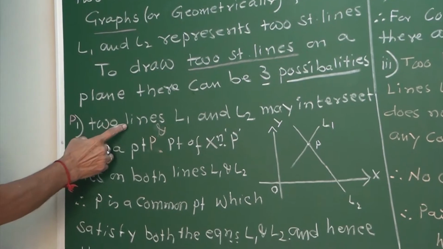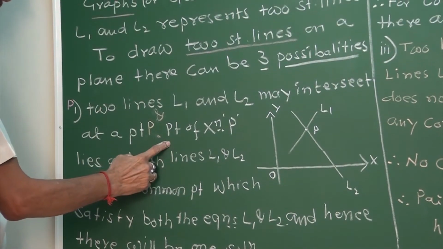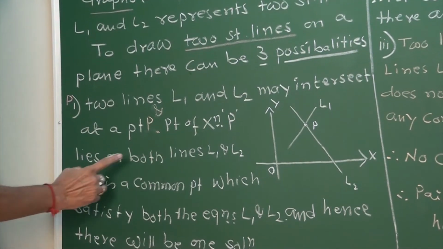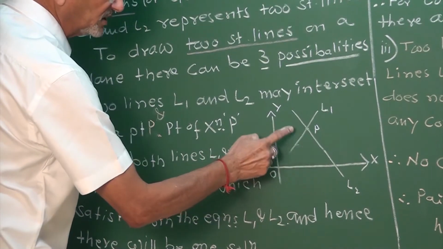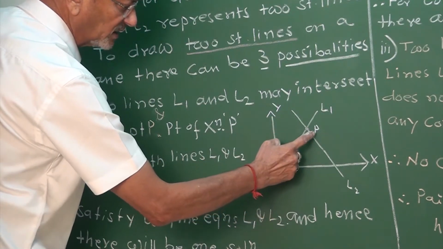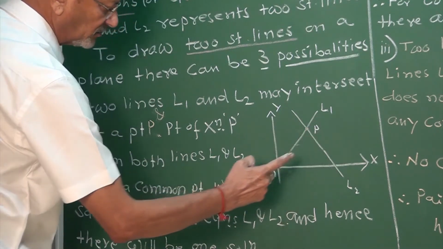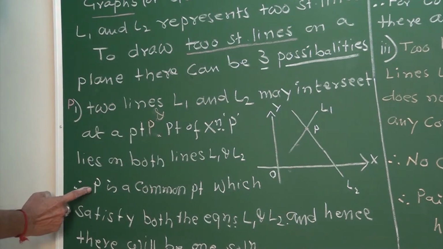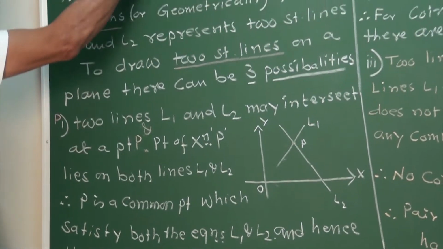Possibility 1. Two lines L1 and L2 may intersect at a point P, and this point of intersection P lies on both lines L1 and L2. This point of intersection P, see, it is a common point. It lies on the line L1 and it is also on line L2. Therefore, P is a common point which satisfies both the equations L1 and L2.